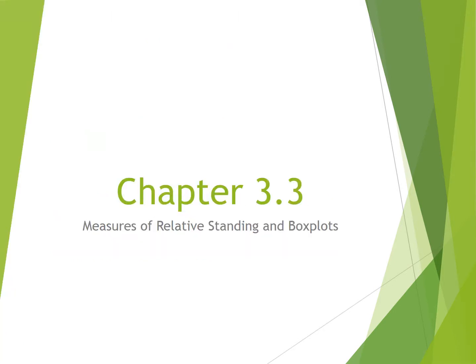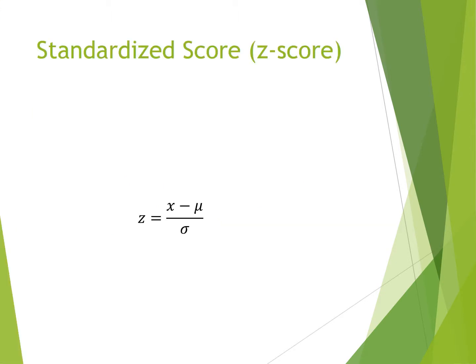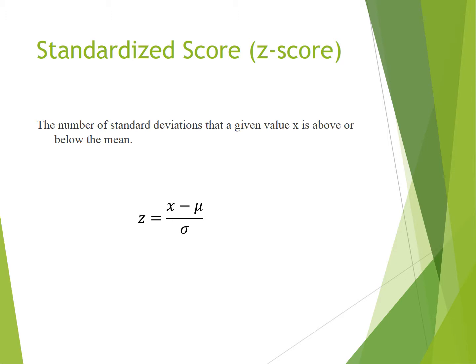The next thing we're going to look at in the measures of description are measures of relative standing and measures of position. The first one we're going to look at is known as the z-score, or a standardized score. The standardized score is denoted by a z, and it's the number of standard deviations that a given value is above or below the mean.